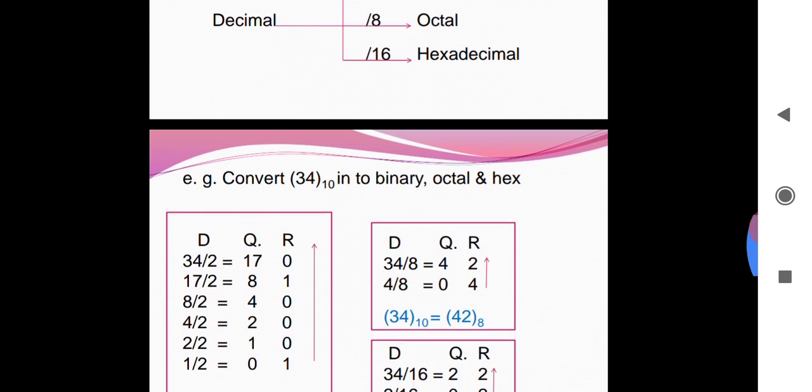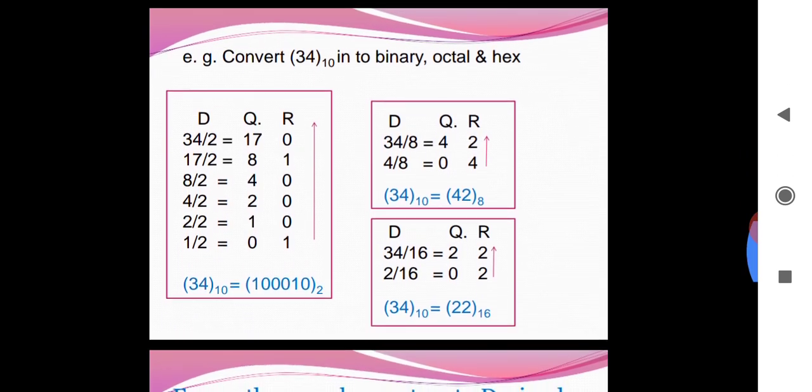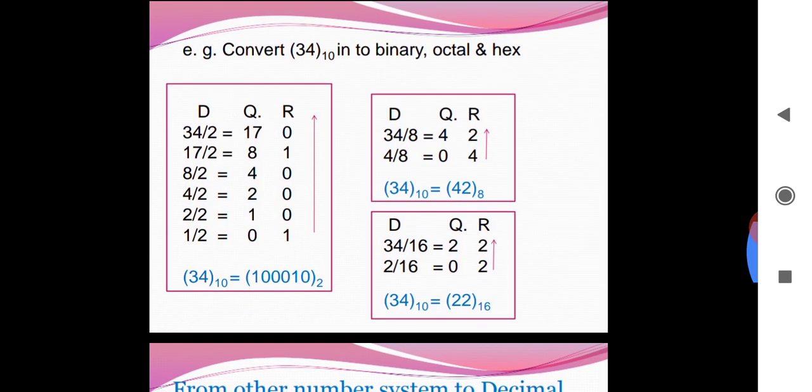So here one example is given. Convert 34 decimal number into binary, octal, and hexadecimal. So take that number 34, and if we want to convert it into binary, the base or radix of binary is 2. So 34 divided by 2, quotient is 17, remainder is 0.